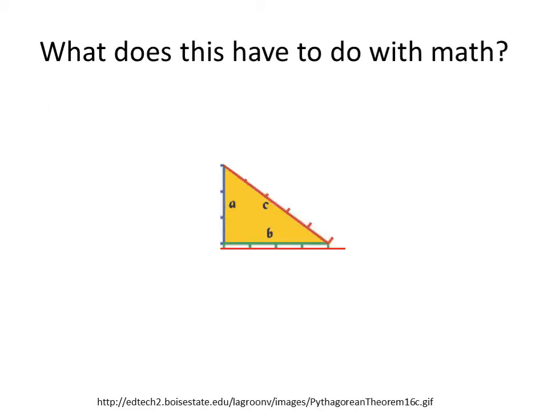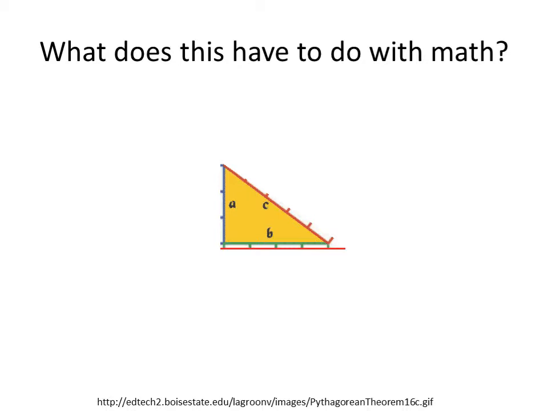Right? So what does it have to do with math? Well, if we look at a right triangle, we have the legs, A and B. The legs are the ones that are next to your right angle. And then we have C, which is our hypotenuse. If we take the length of our legs, you can kind of see some marks on here. So our length of A is 3, and our length of B is 4.